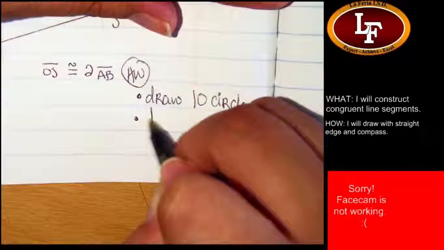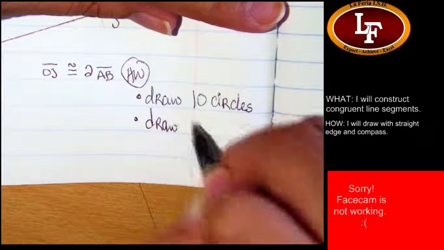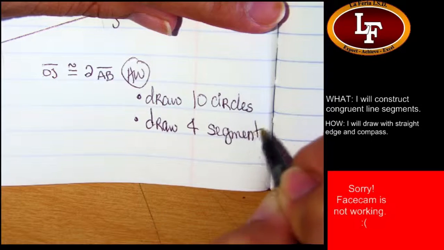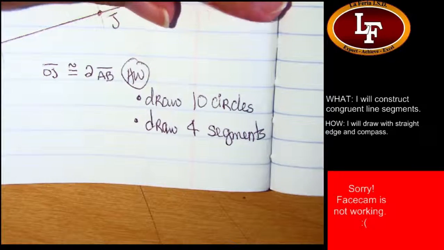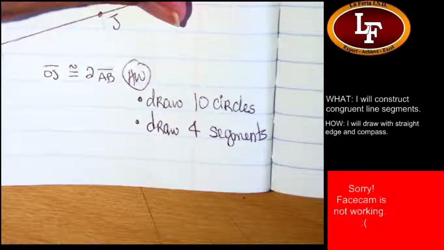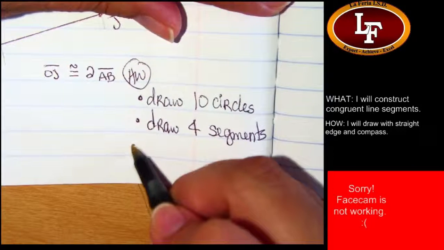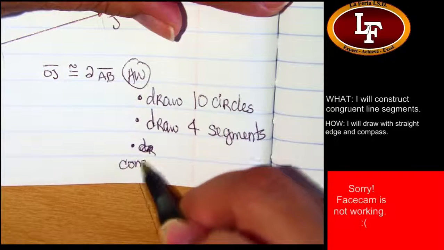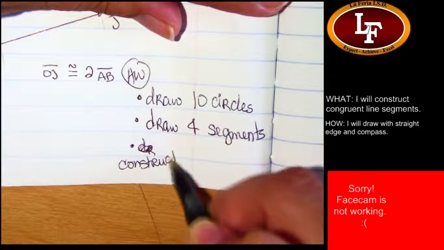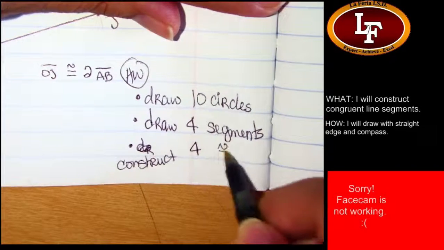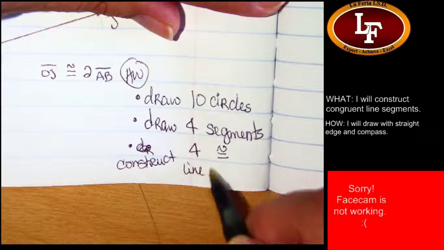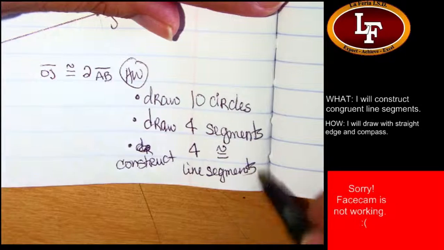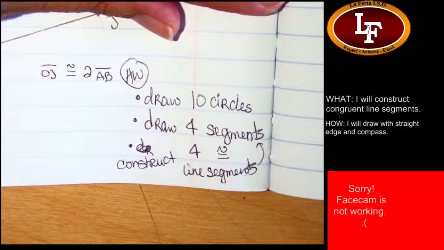Step 2, draw 4 line segments. Make them all different sizes. Use a straight edge. And last but certainly not least, construct 4 congruent line segments. Make them congruent to the line segments from the previous step.